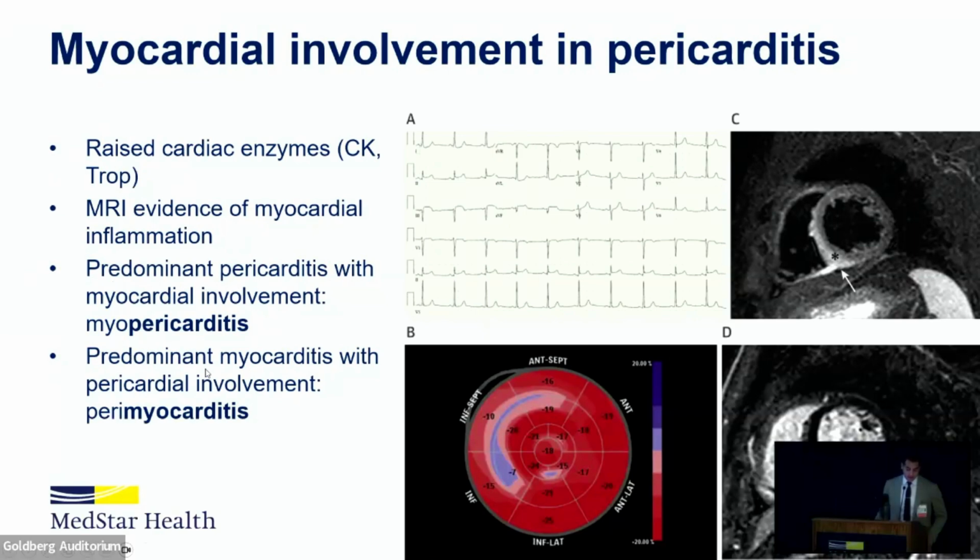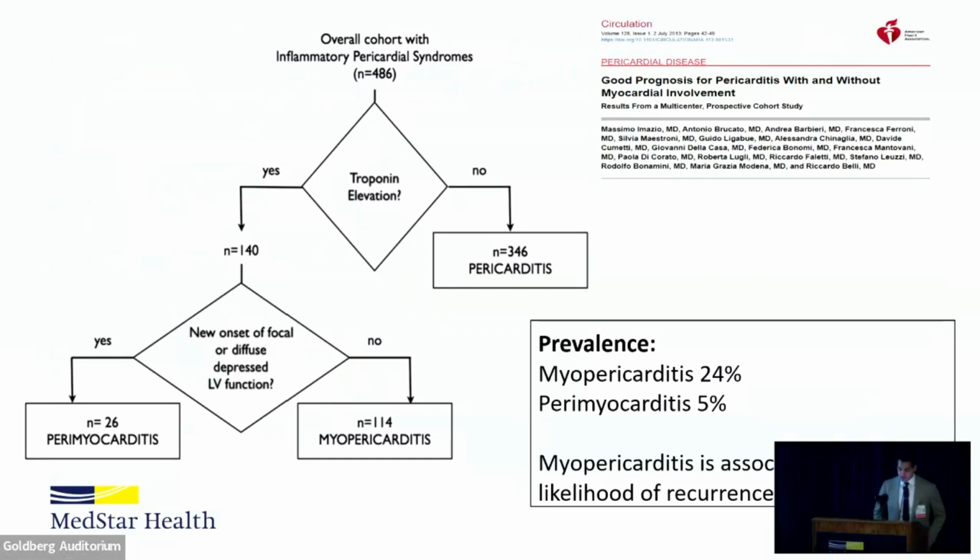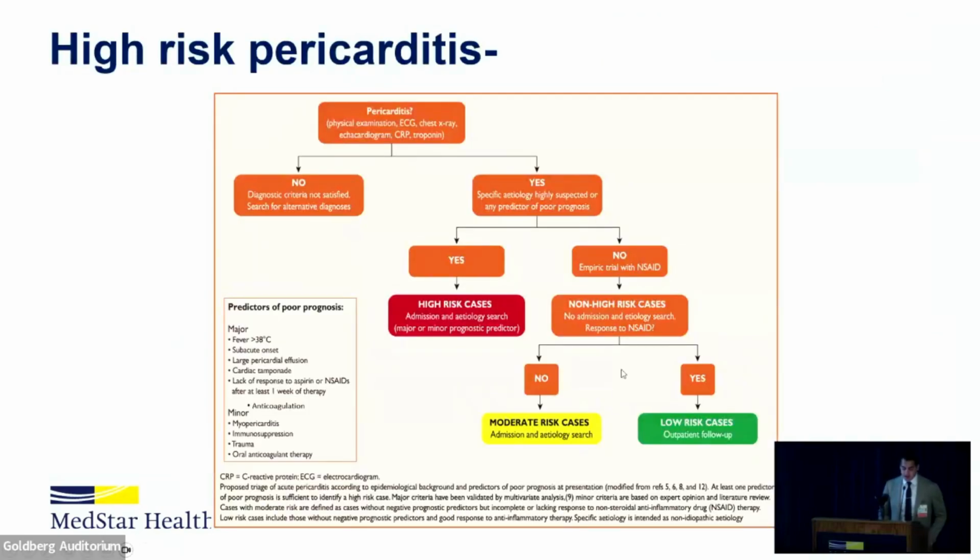And if you have predominant myocarditis with pericardial involvement, that's perimyocarditis. So the latter half will show what the predominant problem is there. And really, the outcomes between both are pretty comparable, although myopericarditis tends to have a slightly higher recurrence rate. And these are just some patients that you want to consider admitting to the hospital.